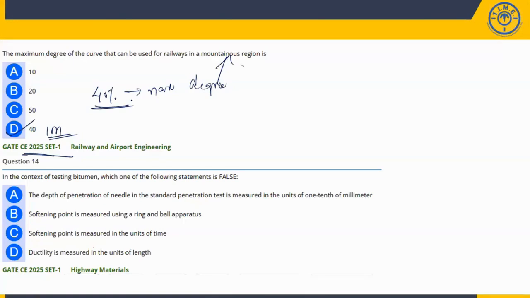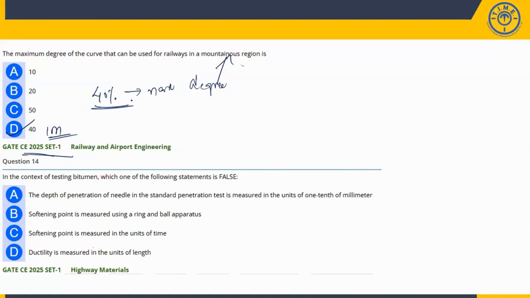Next, in the context of testing bitumen, which of the following statements is false? The depth of penetration of needle is measured in units of 1/10 of mm. Yes, the statement is correct. Penetration value is expressed in 1/10 of mm. Softening point is measured using ring and ball apparatus, 100%. It is measured using ring and ball apparatus.